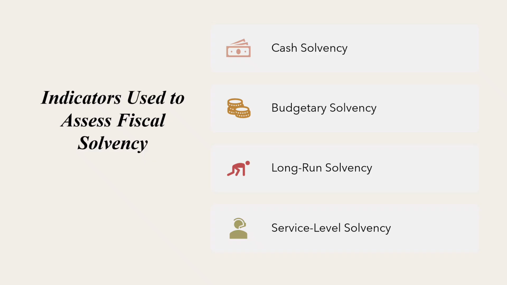And then when it came to the service level solvency, the city's ability to maintain existing service levels was assessed by stable or growing expenditures on essential services like public safety or public works, and capital investments.